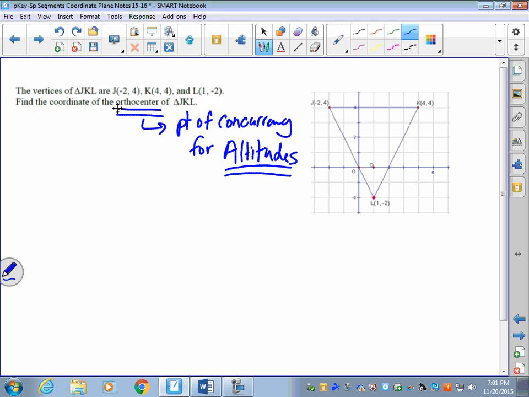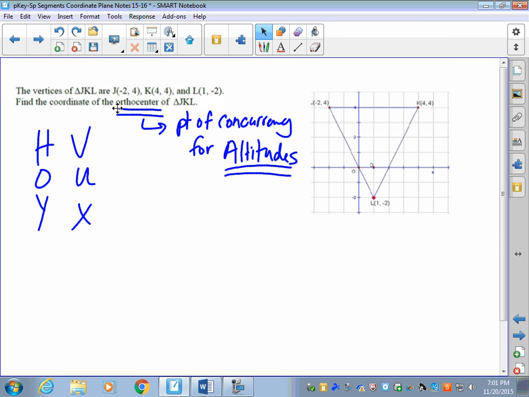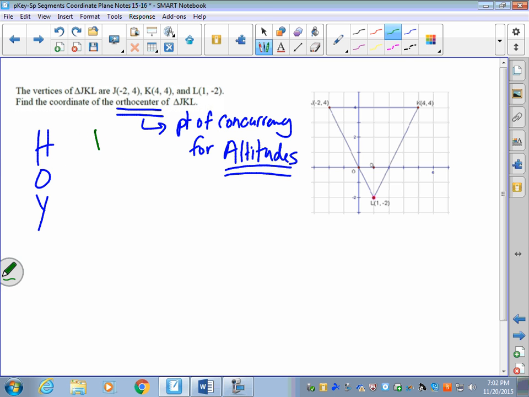is a horizontal line. So we've got to remember our HOV UX. If we have a horizontal line, perpendicular is going to have to be vertical. Now, when I come up with the equation of that, just a recap: H is for horizontal. I'm just going to abbreviate. O, which is really my 0, is your slope. And the equation of a horizontal line is y equals a number. That number is the y coordinate.